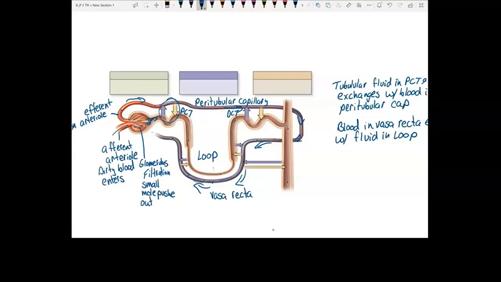The fluid goes from the proximal convoluted tubule down here to the loop, exchanges with the vasa recta, then comes back up to the distal convoluted tubule, exchanges with the peritubular capillary. Then the fluid goes into the collecting tubule, collecting duct, it goes down this way, and what you get at the end here is urine.